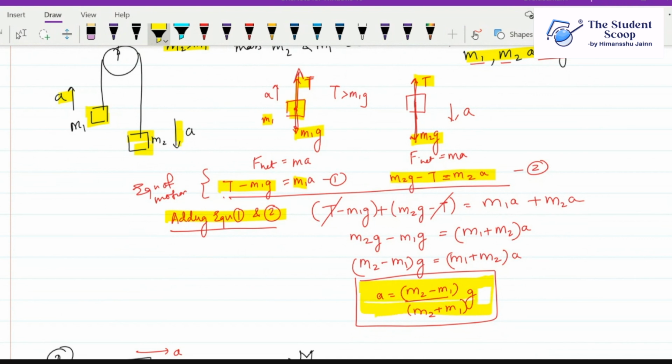So this is what is required, a three-step approach: draw the free body diagram, write the equation of motion, and then third, do the algebra required as per the question.